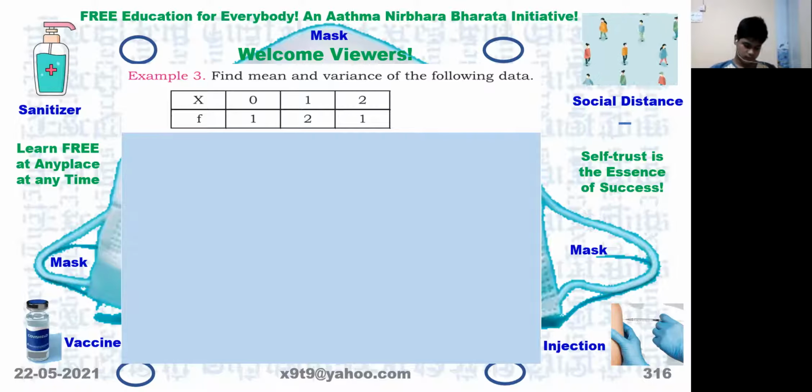But here you have to write that first is the X column, next is the F column, then it will be X square, then F into X, and then F into X square. Like that you have to write.